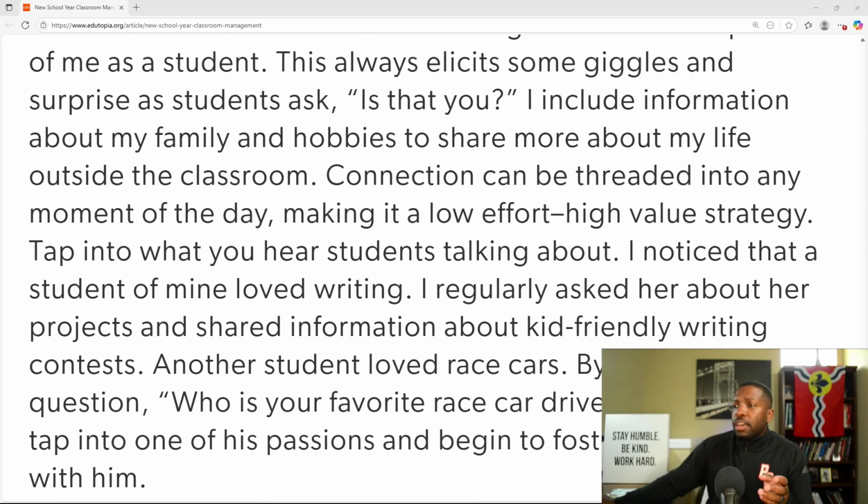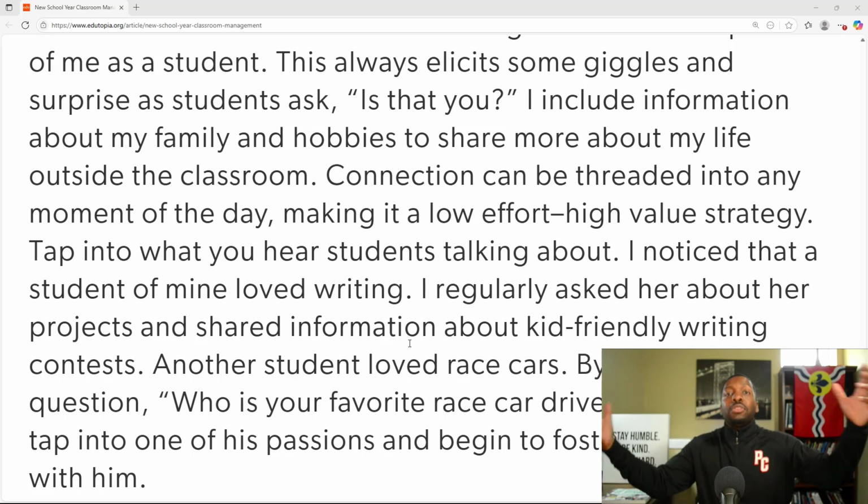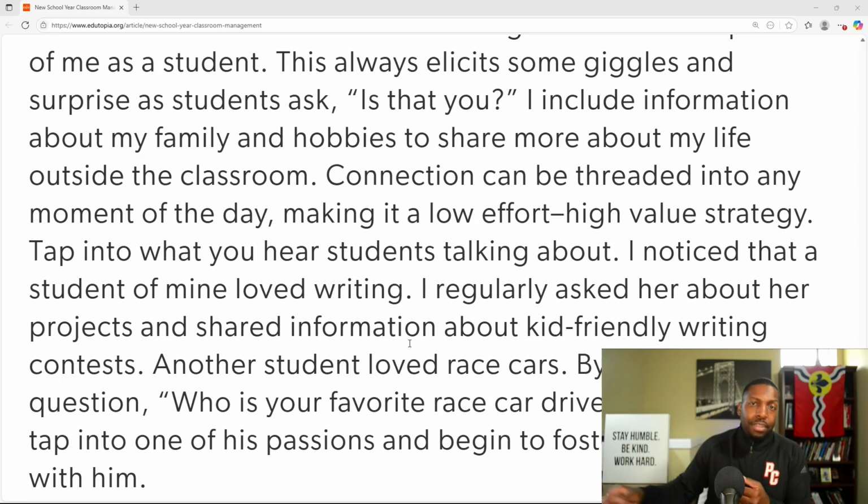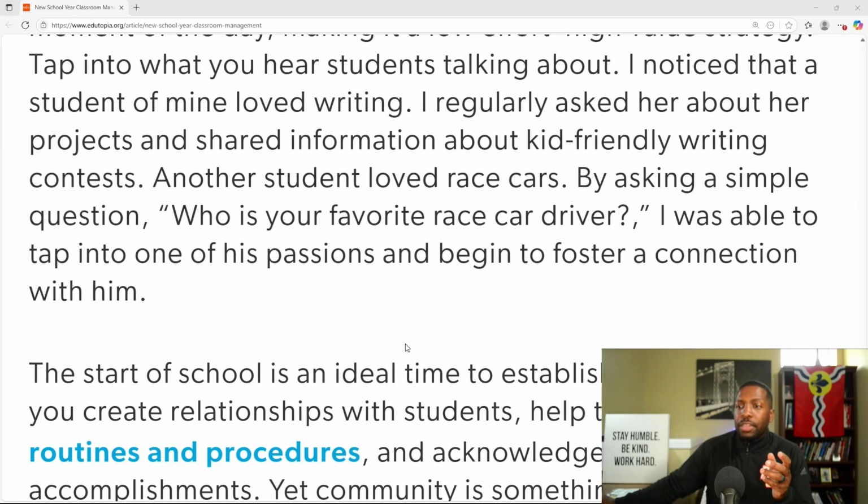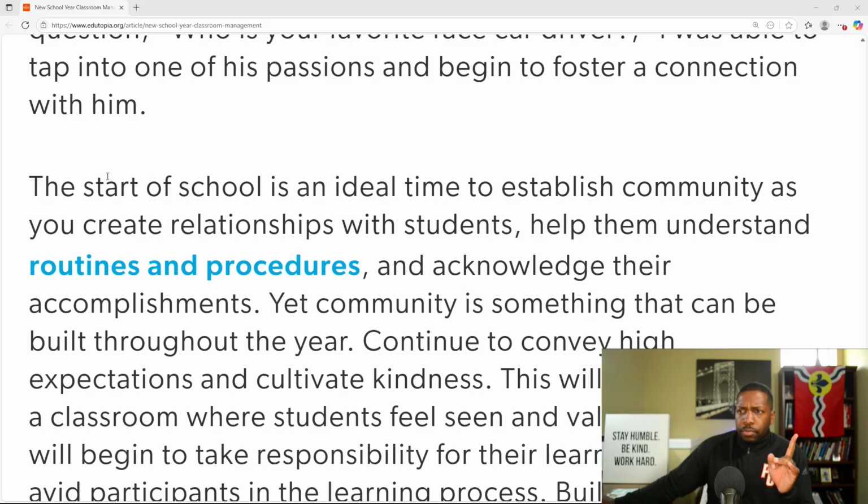Another student loved race cars. By asking a simple question, "Who is your favorite race car driver?" I was able to tap into one of his passions and begin to foster a connection with him. This is important. This is the foundation. This helps you get to students all mastering the objective. It's hard to get there without the connection part. It's hard.